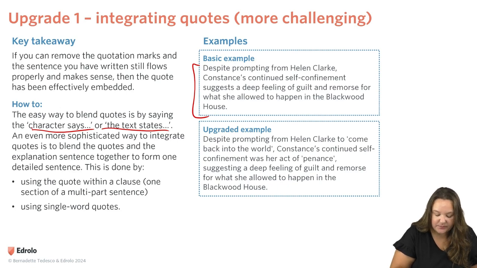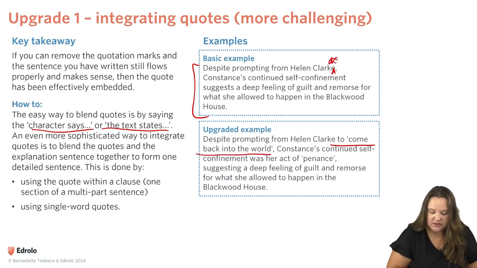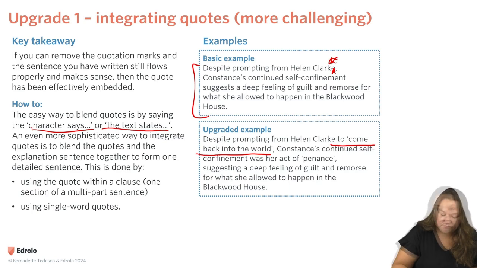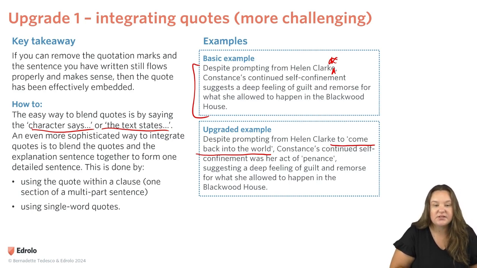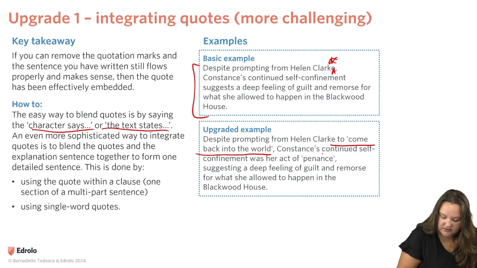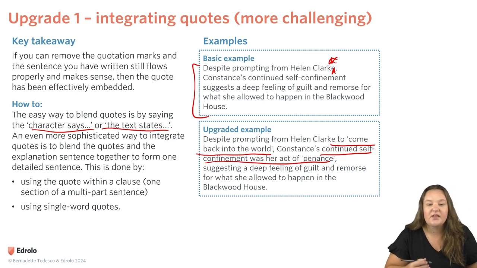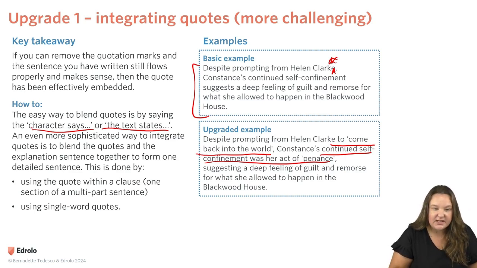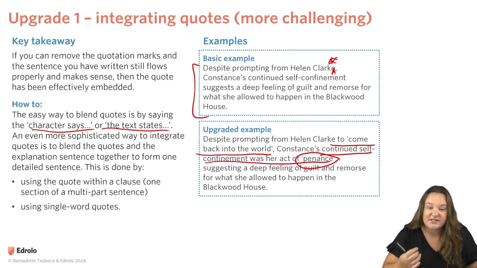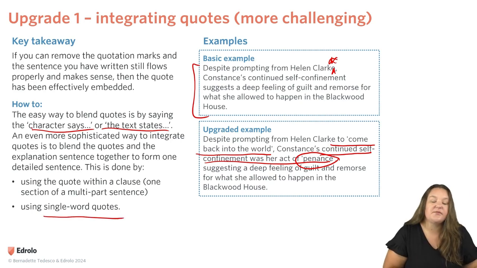For example, despite prompting from Helen Clark to come back into the world, so I've just added in what it is that Helen Clark prompted, Constance's continued self-confinement was her act of penance, suggesting a deep feeling of guilt and remorse. So that continued self-confinement was her act of penance. The key word there from the quote that I've used is penance. And see how that's a really strong, specific word? And so in that context, a single word quote works, suggesting a deep feeling of guilt and remorse for what she allowed to happen in the Blackwood house.